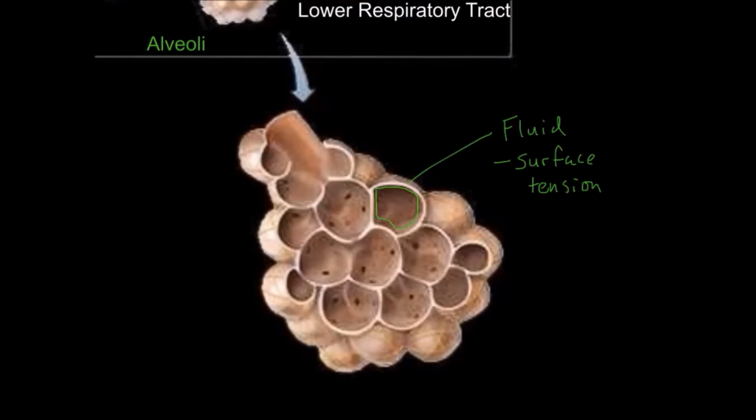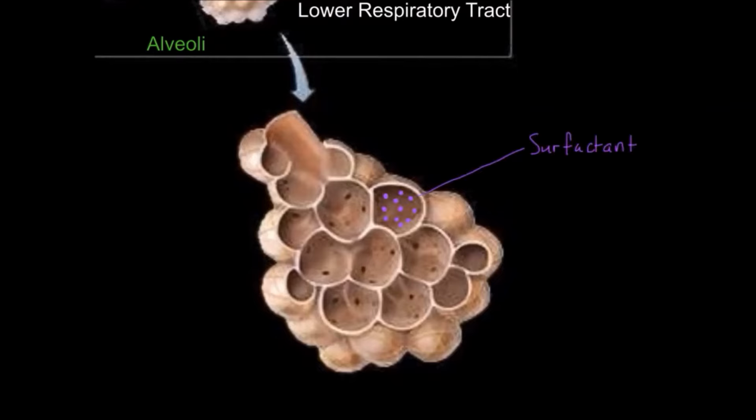Within the walls of the alveoli is a fluid, and that fluid can cause surface tension. Surface tension is a property of a fluid that causes two surfaces to stick together. To combat the surface tension of the fluids, a substance called surfactant is found within the alveoli. Surfactant reduces the surface tension of the fluid found within the alveoli.